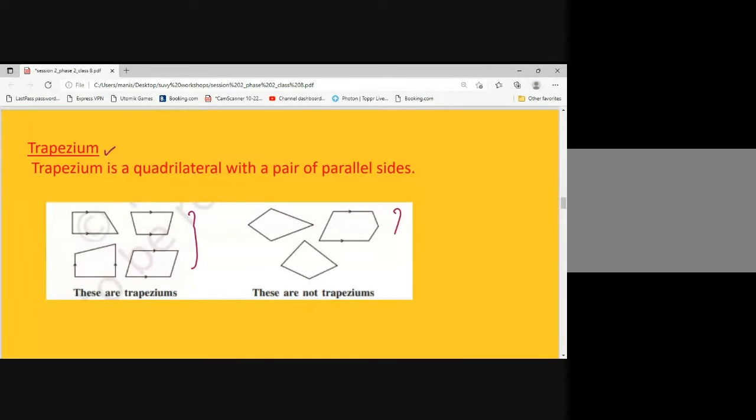In the second part of the figure, can you see? Are they having a pair of parallel sides and are all four-sided figures? One has parallel sides, but it is not four-sided. So it's not a quadrilateral, because for a trapezium it should be a quadrilateral, and for a quadrilateral it must have four sides. Yes, clear. Okay.